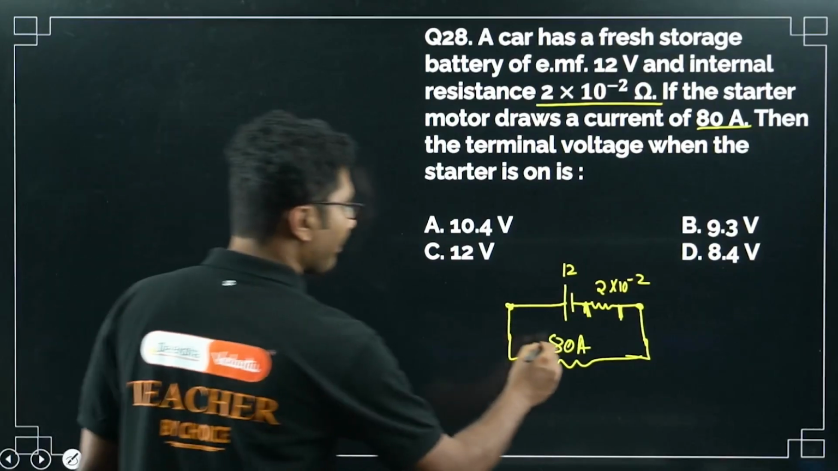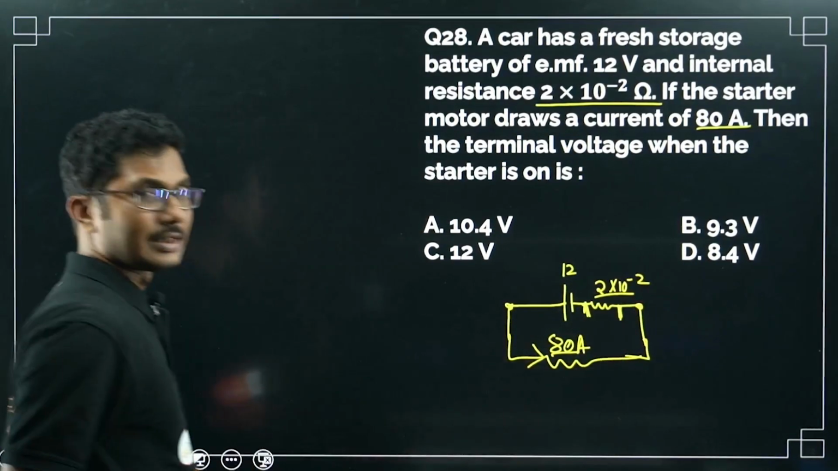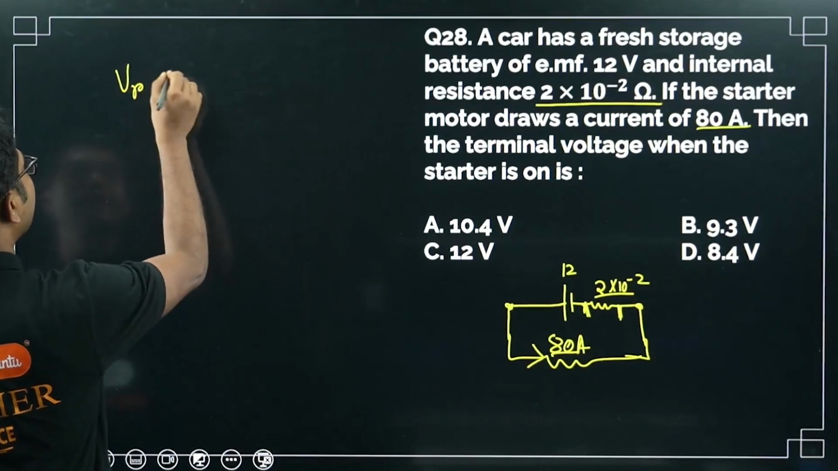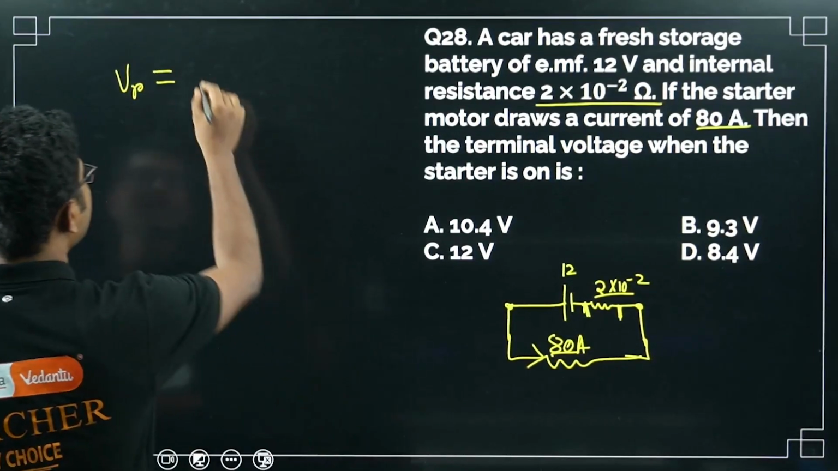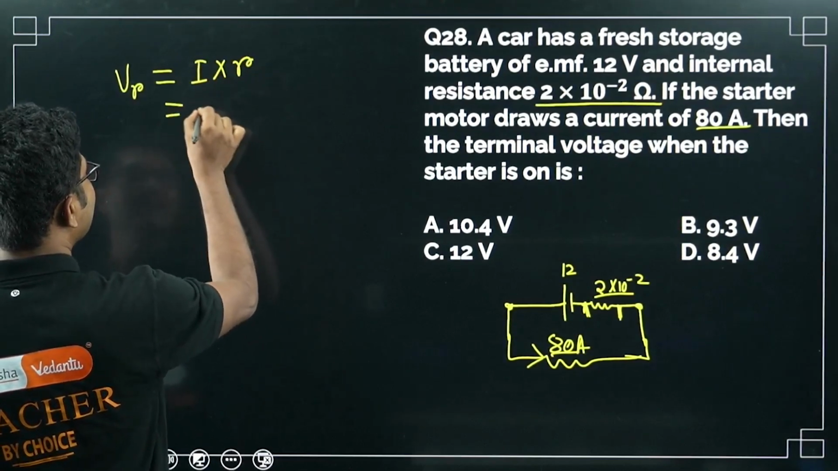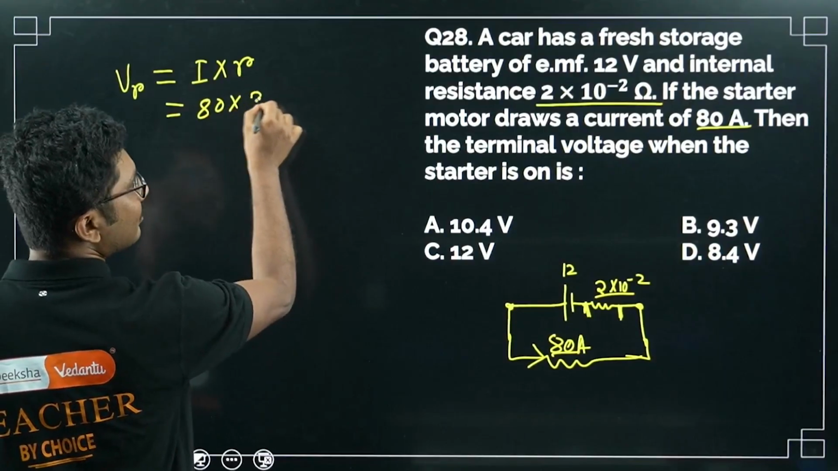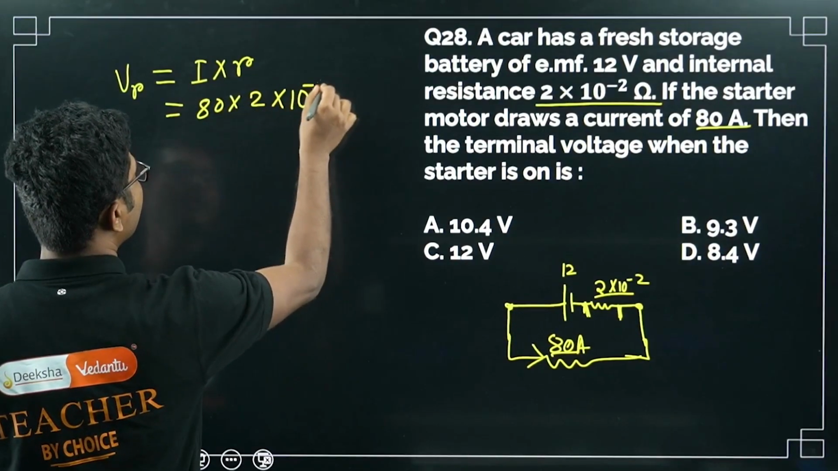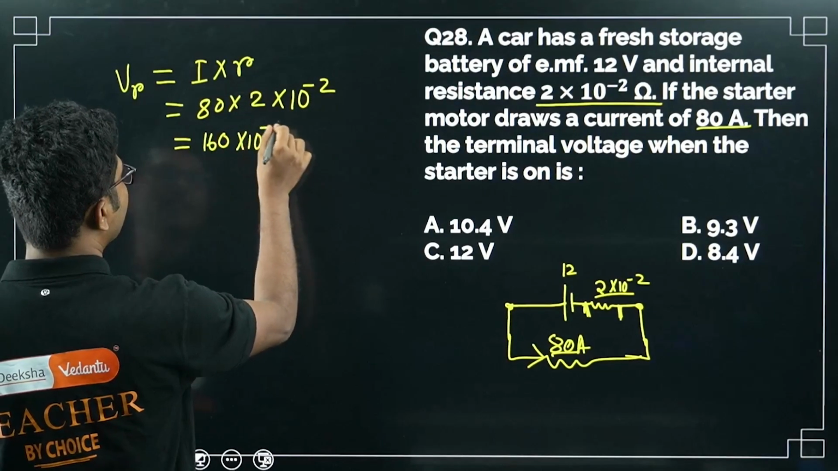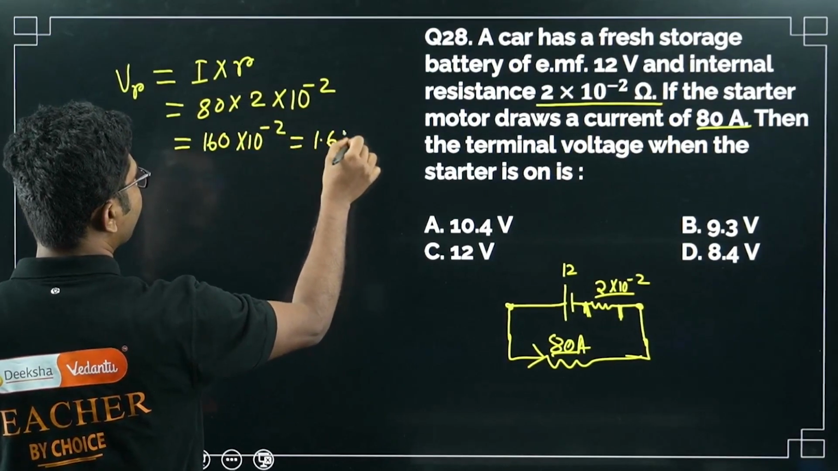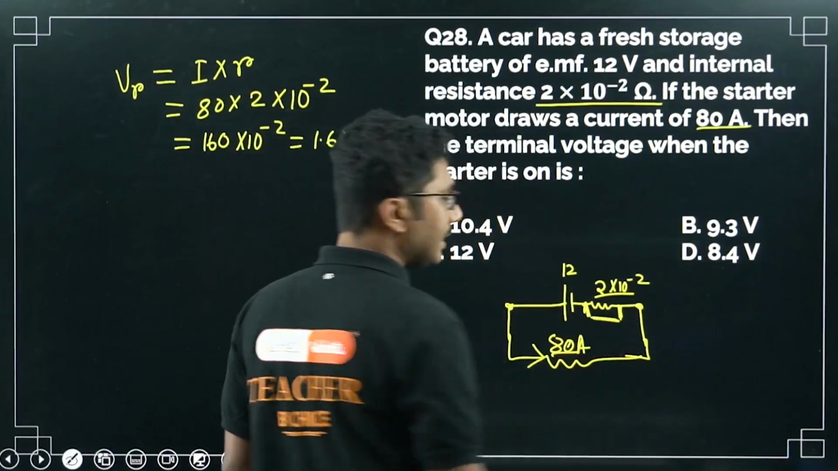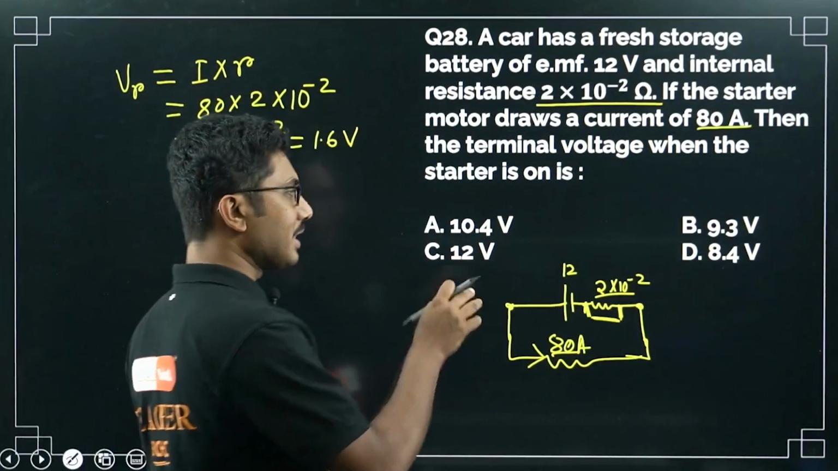Current is 80 ampere, internal resistance is given. So how much internal voltage drop is happening? Internal voltage drop is I times internal resistance. I is 80, internal resistance is 2 times 10 to the power of minus 2. It will be 160 times 10 to the power of minus 2, or 1.6 volt. So this much voltage is wasted by this internal resistance.